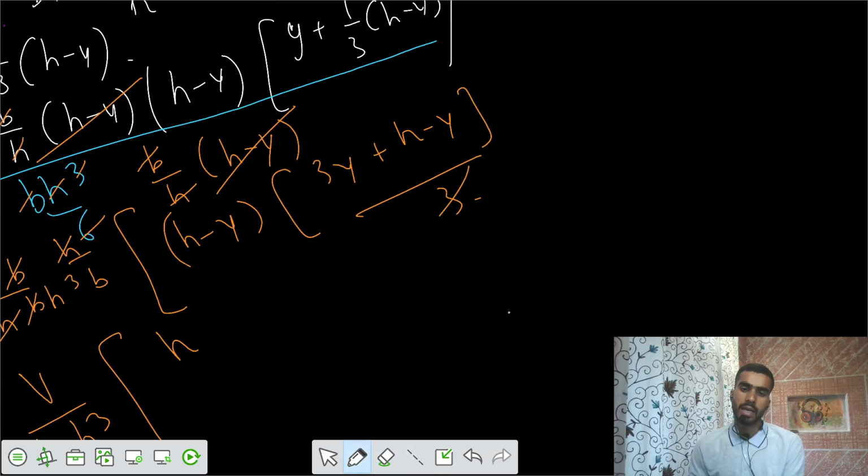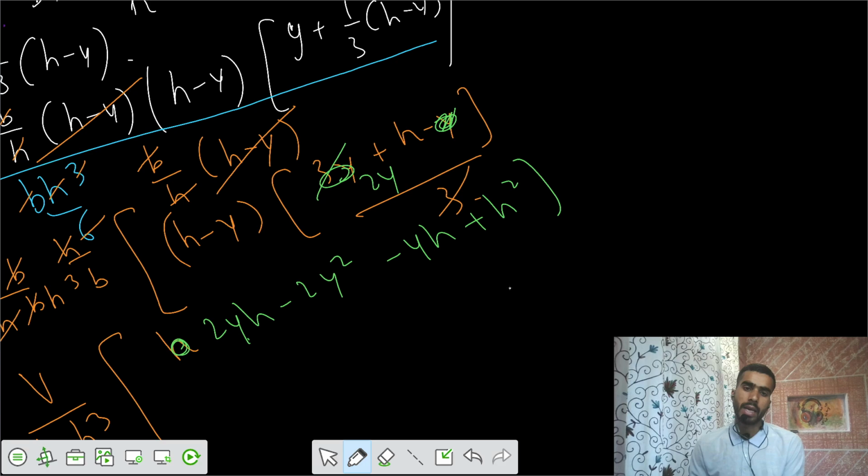I would write here also directly the total value of 3y minus y, that equals to 2y plus h. Then I would solve that: 2yh minus 2y square, then minus yh, then plus h square. So you got 2yh minus yh, that is yh minus 2y square plus h square. So you got this part now.